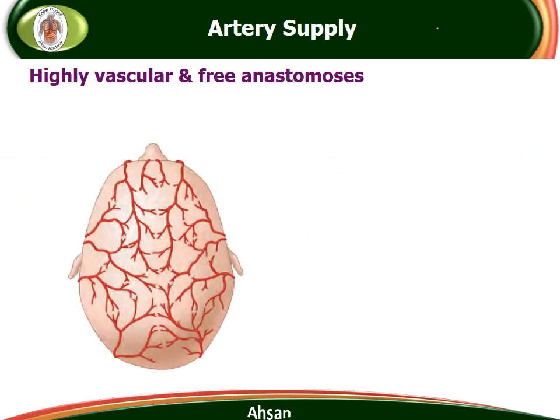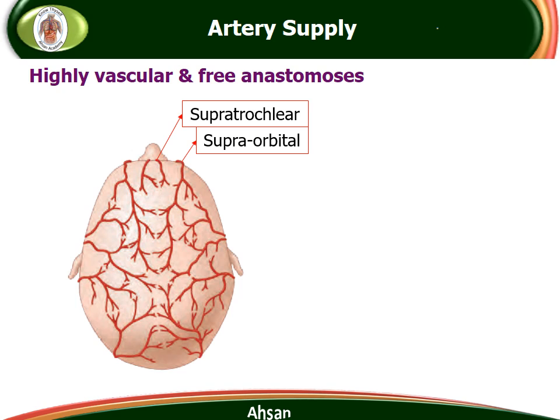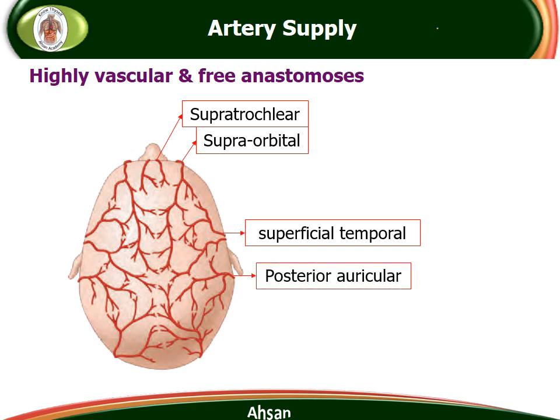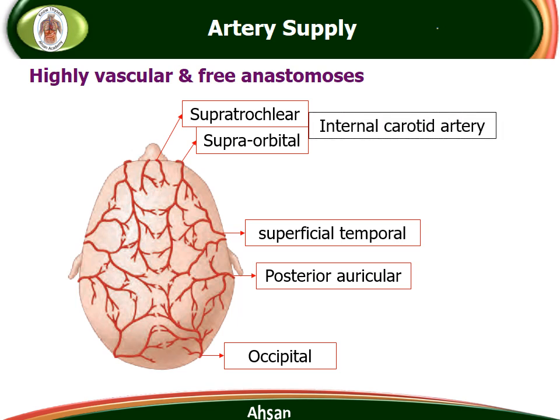Arterial supply of the scalp. The scalp arteries come down to the vault from all directions. Anteriorly, this is the supratrochlear artery and this is the supraorbital artery. From the side, these are the branches of the superficial temporal artery. Behind the ear, it is the posterior auricular, and this one is the occipital artery. So the anterior two arteries are branches of the internal carotid artery, and the posterior three arteries are from the external carotid artery. The veins follow the arteries.